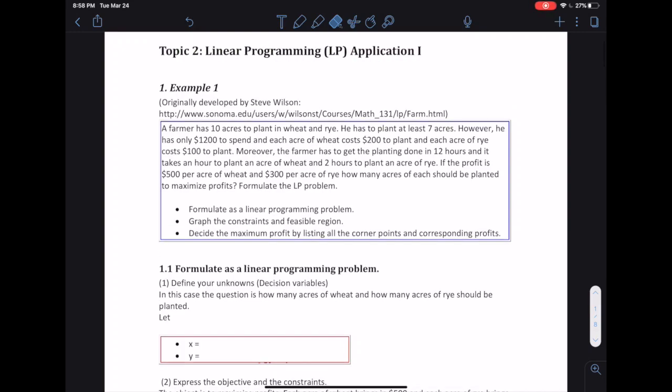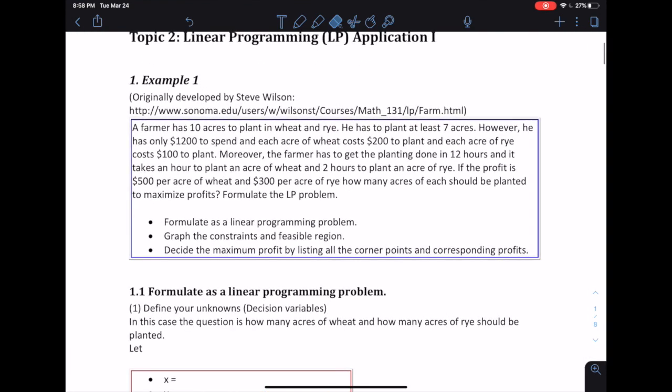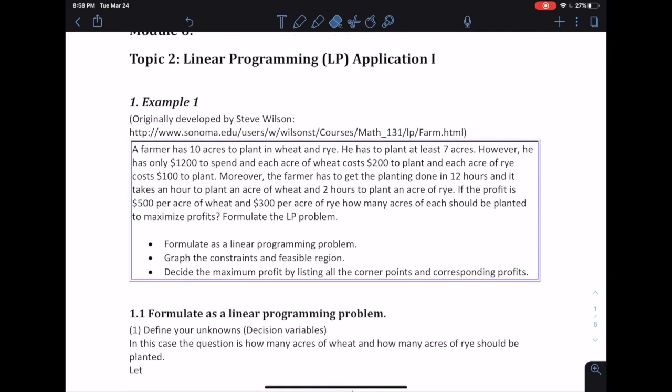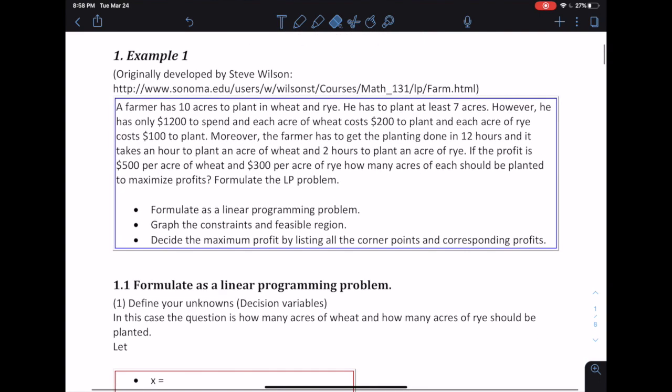Hi everyone, this is Module 6, Topic 2, Linear Programming Application 1. In this topic, based on what we have learned in Topic 1, we want to solve a few more examples. In this example, we still want to maximize the profit, but the shape of the constraints might be a little bit different from the example that we solved in the previous topic. This example was originally developed by Steve Wilson, and I just borrowed his example.